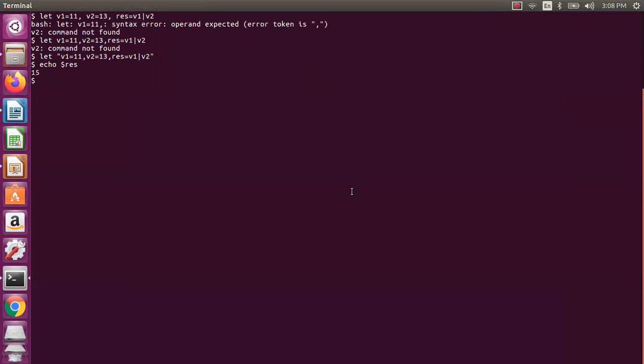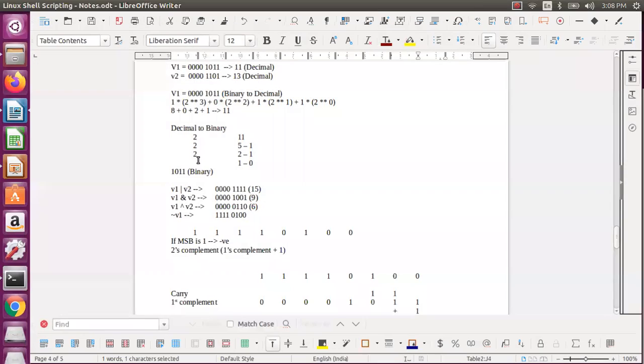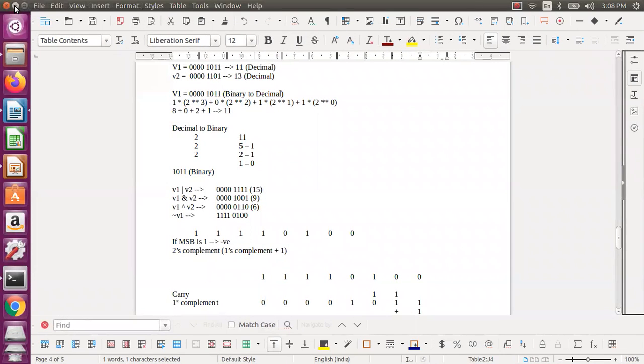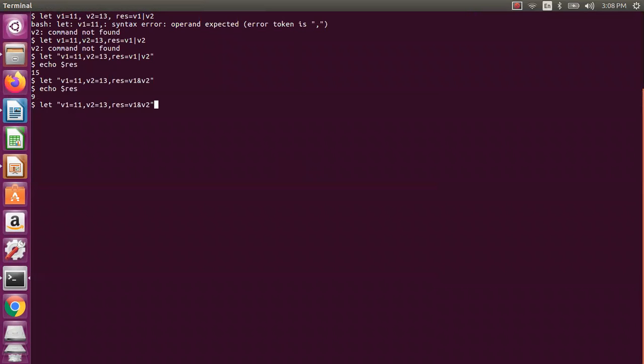Now AND, we will see. I am using the same variable, you can make it different. The result is 9, right? And then exclusive OR, it will be 6. Exclusive OR will be 6, right?